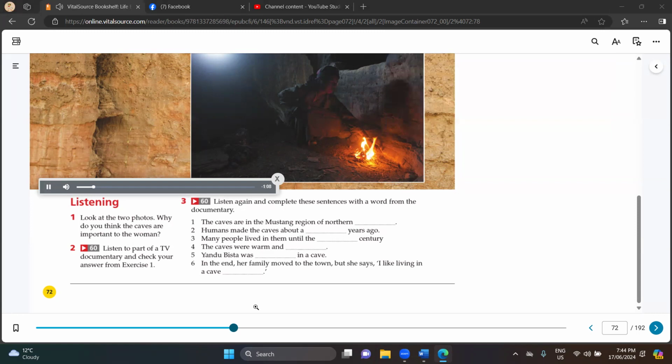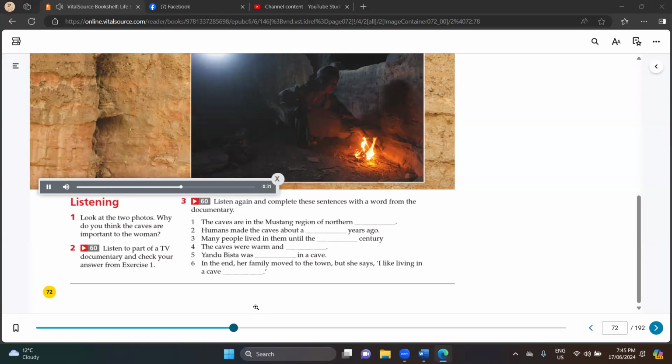The Mustang region is in the Himalayan mountains of northern Nepal, and it's famous for its ancient caves. Humans made the caves about 1,000 years ago, and many people lived in them until the 15th century, before they built houses and moved to towns. The caves were warm and dry, and they were safe because of their location. Even today, you can find people who lived in the caves.